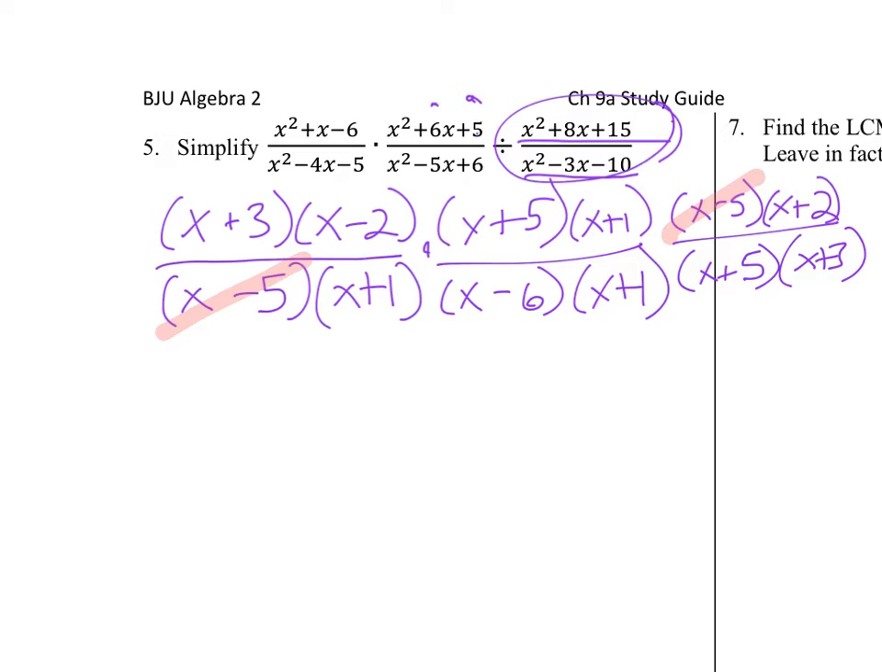I have an x plus 1. I have an x minus 6. Doesn't look like I cross it out. Another x plus 1. Don't have another x plus 1. X plus 5. And the x plus 3.